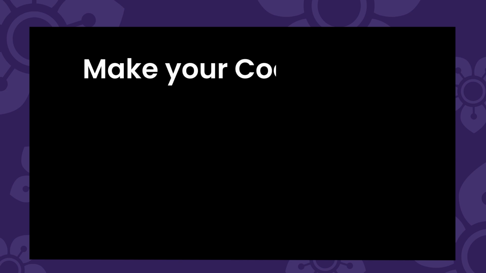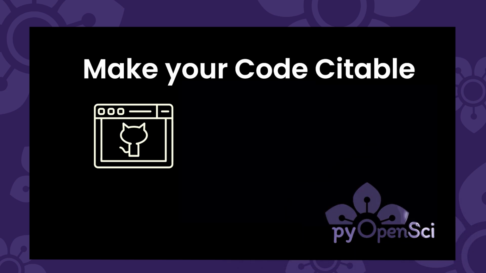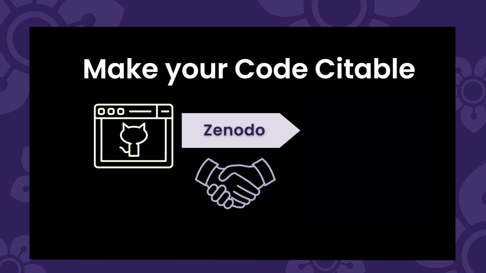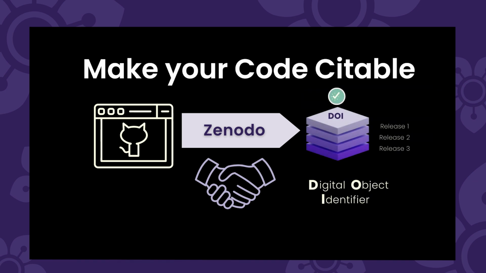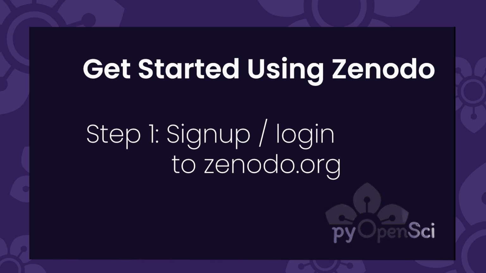Today, I'm going to show you how to make your code citable using Zenodo. Zenodo has an integration with GitHub that makes creating release-based citations simple. Once a GitHub repo is connected to Zenodo, a new DOI or digital object identifier will be created every time you release a new version of your code or content. Zenodo also gives you a DOI badge that you can add to your repository's README file. Let's get started.